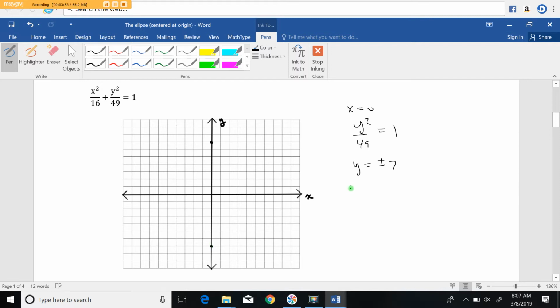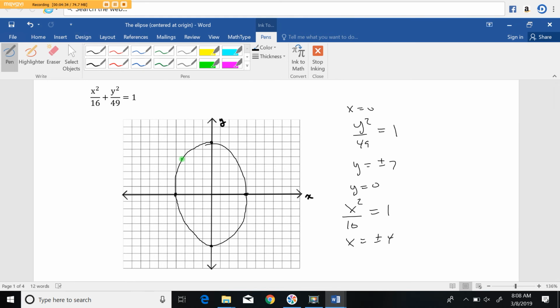Now we'll go ahead and set y to 0. The resulting equation is x squared over 16 equals 1. X will therefore equal plus or minus 4. So we'll go to 4, 0, 1, 2, 3, 4, and minus 4, 0. And that's enough now to start sketching our ellipse. Not the best ellipse I've ever drawn, but I'm going to call that good enough.